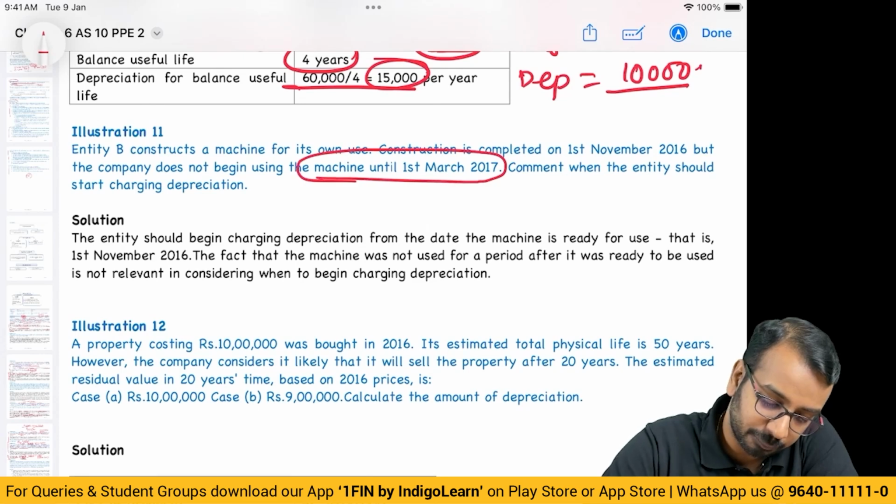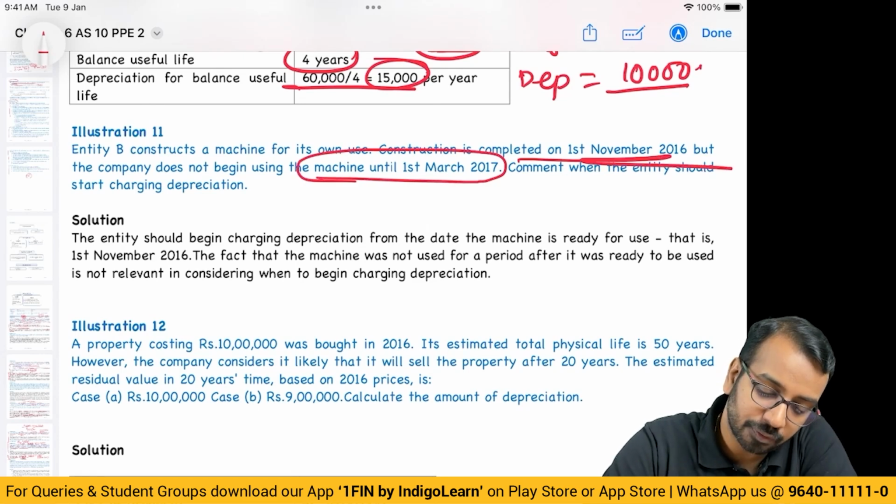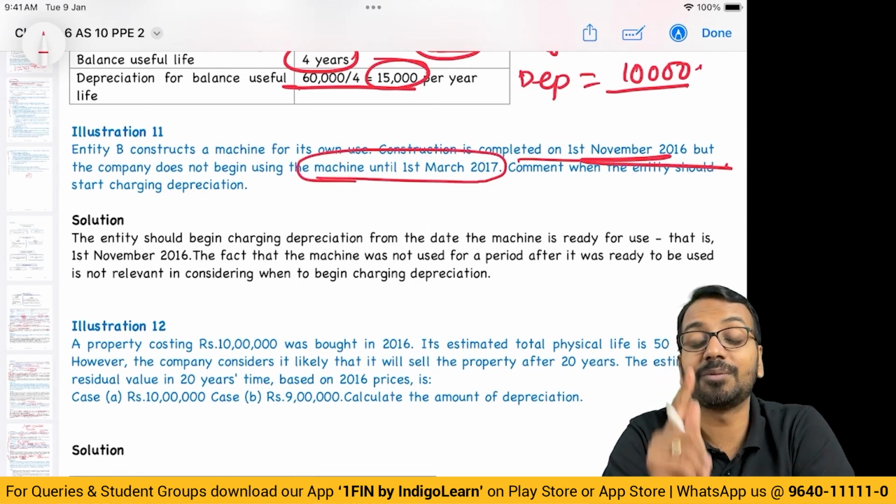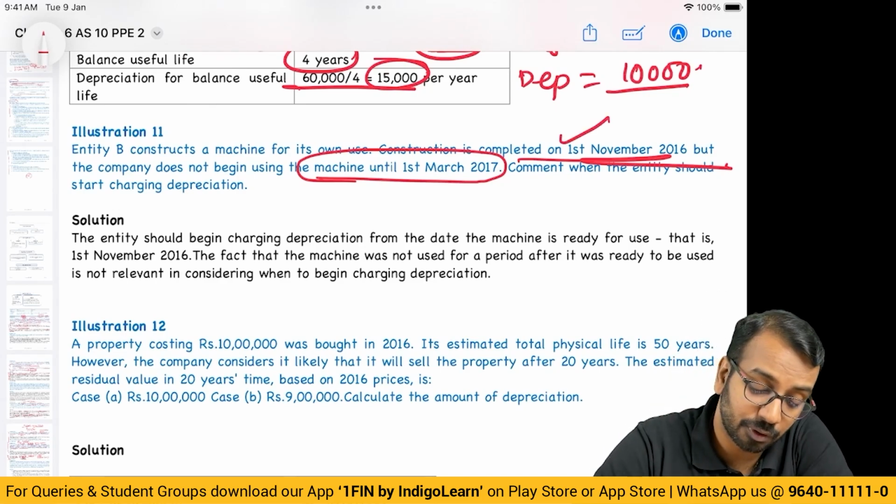Usage began on 1st of March, ready on 1st of November. Depreciation should be charged when it is available for use. So you use it from 1st of November.